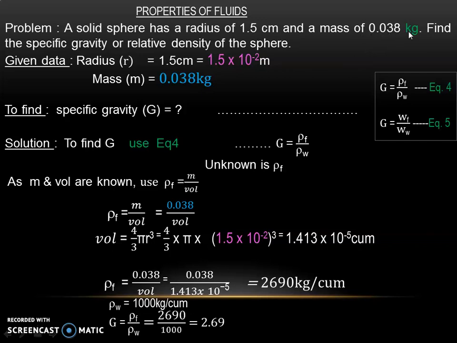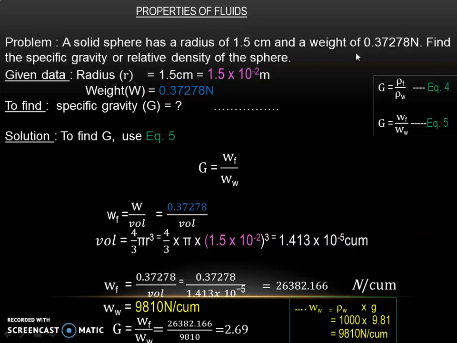And in this problem, please note that mass was given as 0.038 kg. We will solve one more problem, that is the next problem, which is similar to this, wherein the radius of the sphere is given as 1.5 centimeter. Instead of mass, in the next problem, weight is given. A solid sphere has a radius of 1.5 centimeter and a weight of 0.37278 Newton. Find the specific gravity or relative density of the sphere. So the previous and this problem are both the same, but the difference is that instead of mass, here in this problem, weight is given.